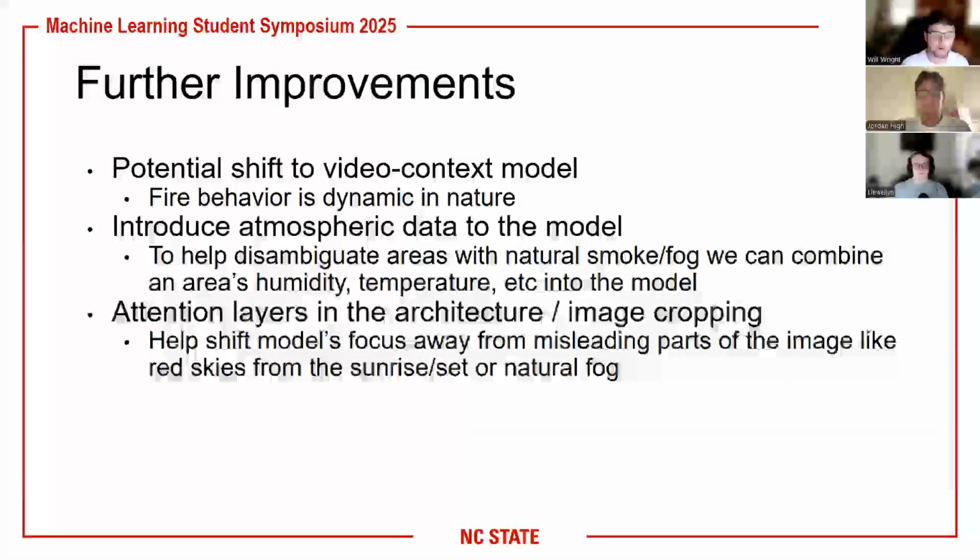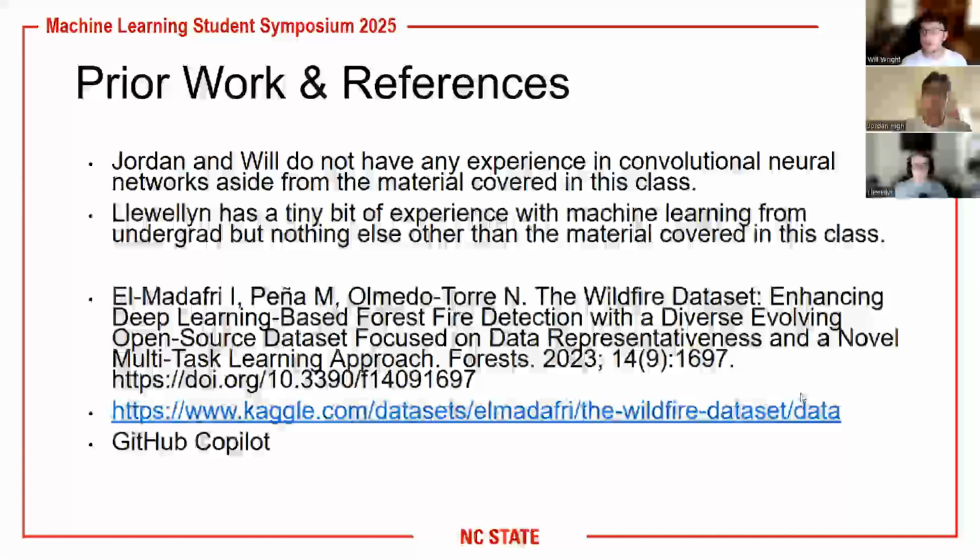So in terms of further improvements and what we can potentially think about pushing this model toward in future studies, potentially shifting to a video contextual model. Fire behavior is more dynamic, so maybe video can help give better context for the model, as well as introducing some sort of atmospheric data to the model, or attention layers to help shift focus away from misleading parts of the image, as mentioned earlier. So yeah, that pretty much wraps up the project.